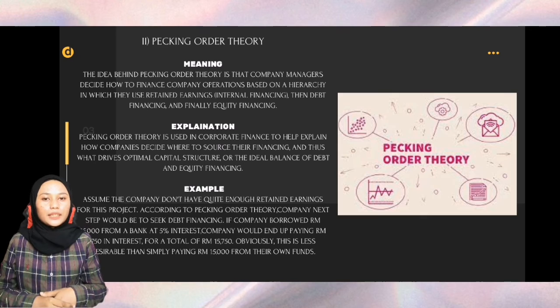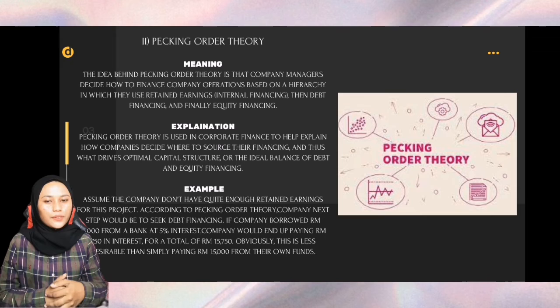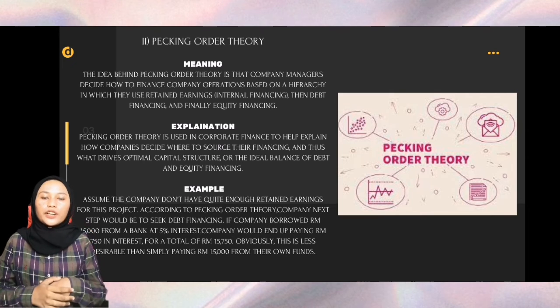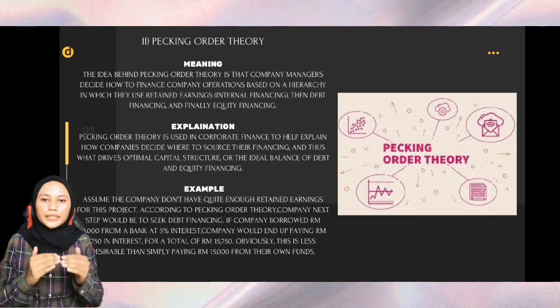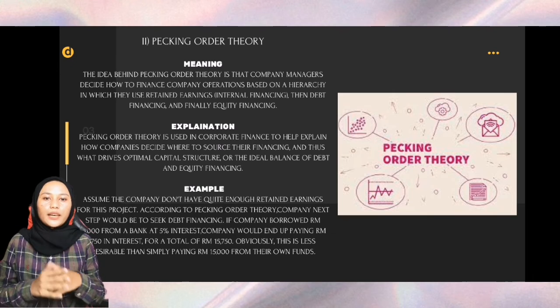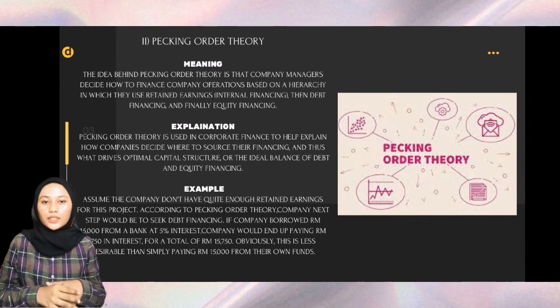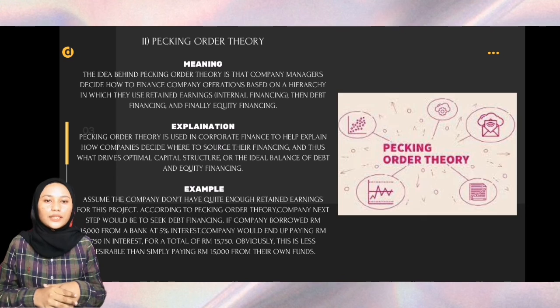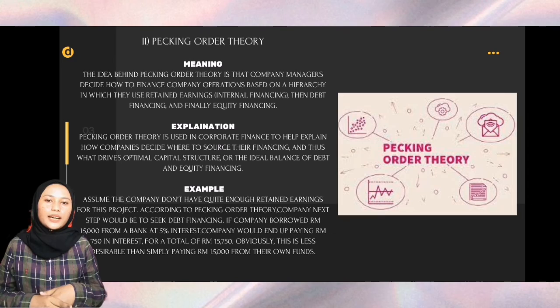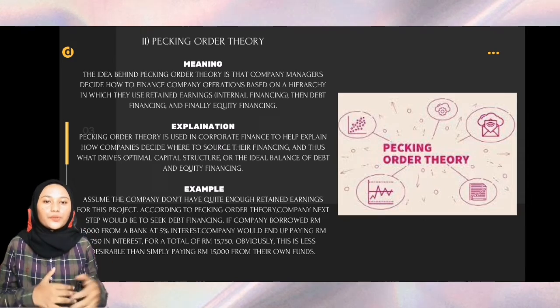For the example of pecking order theory, assume the company does not have quite enough retained earnings for this project. According to the pecking order theory, the company's next step would be to seek debt financing. If the company borrows RM15,000 from a bank at 5% interest, the company would end up paying RM715 in interest for a total of RM15,715. Obviously, this is less desirable than simply paying RM15,000 from their own funds.